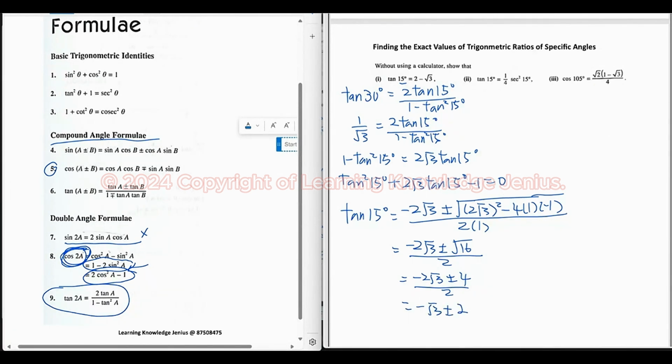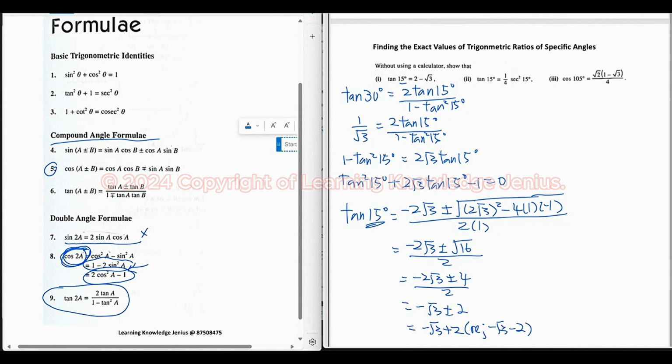Again, you must think that 15 degrees is an acute angle, so the value you obtain will definitely be a positive answer. The negative one is not possible, so we reject it. It will just be equal to square root 3 plus 2. So reject negative square root 3 minus 2.